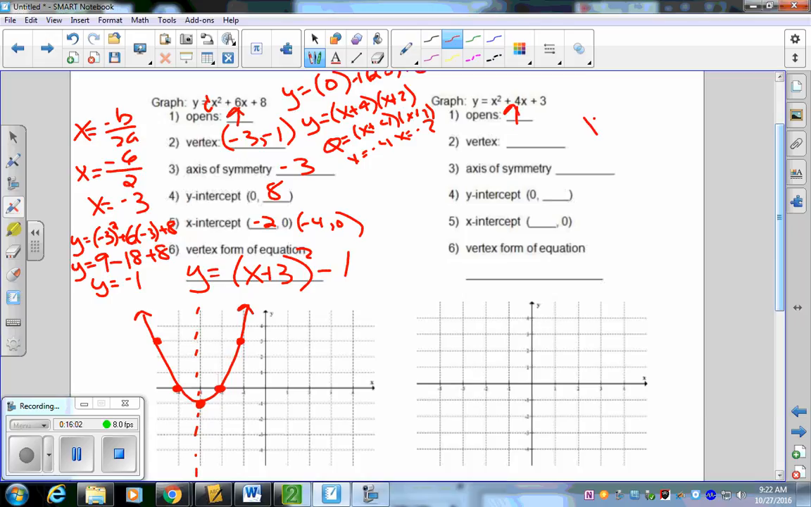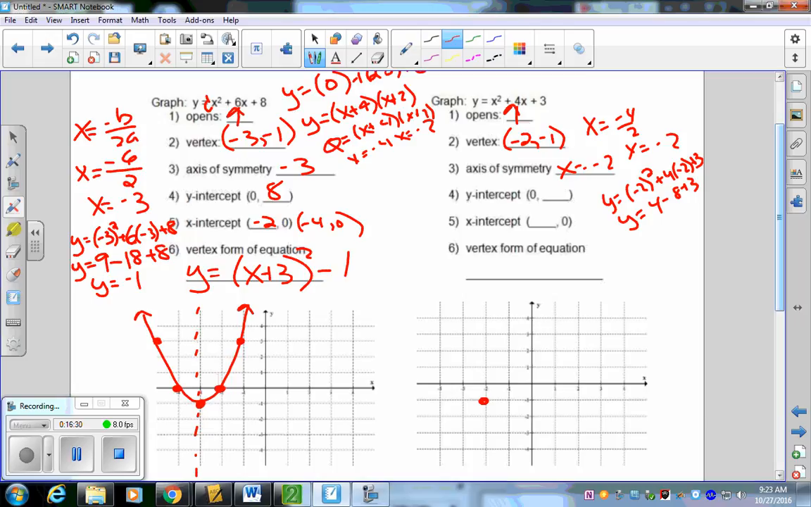All right, and then the last one opens up. My vertex is at negative 4 over 2, so at negative 2. That's my axis of symmetry. Plug that back in, so y equals negative 2 squared plus 4 times negative 2 plus 3. So I get 4 minus 8 plus 3. Oh my gosh, it ends up being negative 1, huh? So my vertex is at negative 2, negative 1.